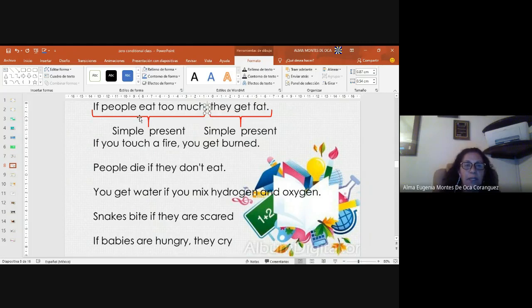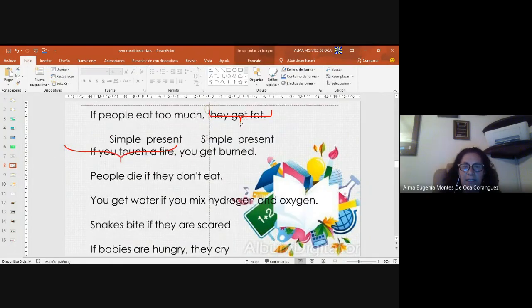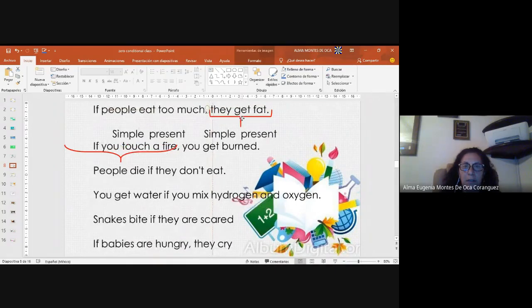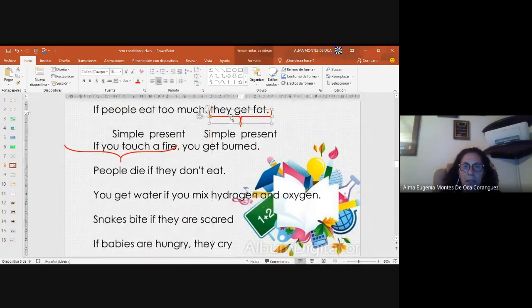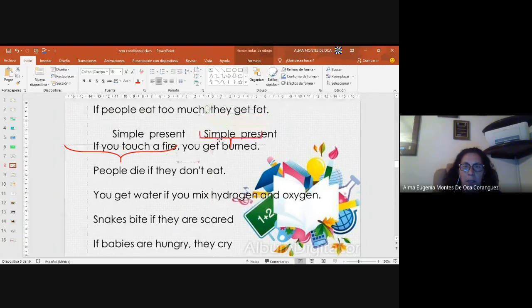The second one, if you touch a fire, is the condition. You get burned is the result. Does this situation always happen the same way, always happen the same if you have this condition, okay?